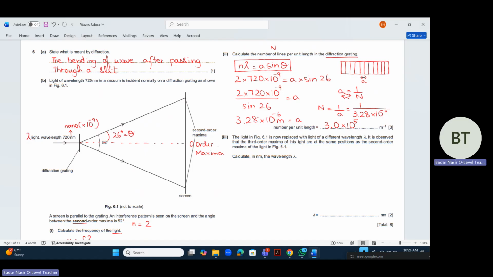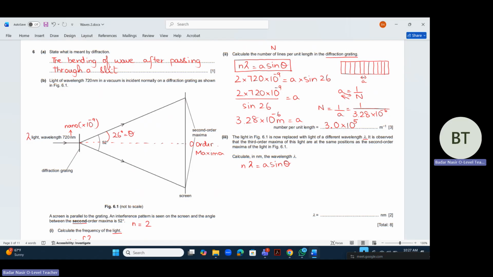The light in figure 6.1 is now replaced with light of a different wavelength lambda. Okay, so now we have changed the wavelength. It is observed that the third order maxima of this light are at the same position as the second order maxima of the light in figure 6.1. Calculate in nanometer its wavelength. So we have to find the wavelength. That means we have to use this formula again.